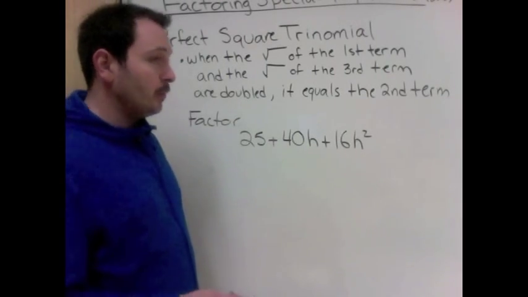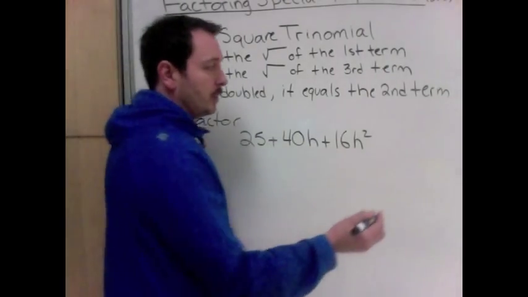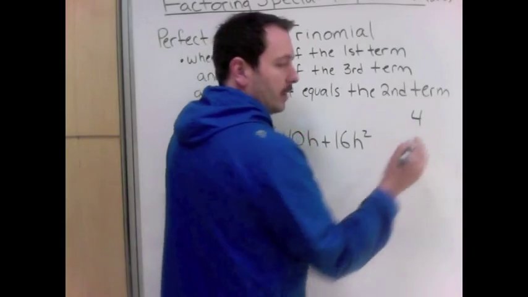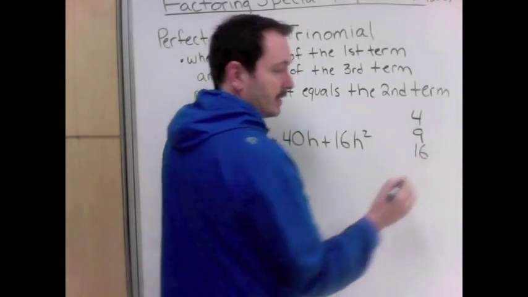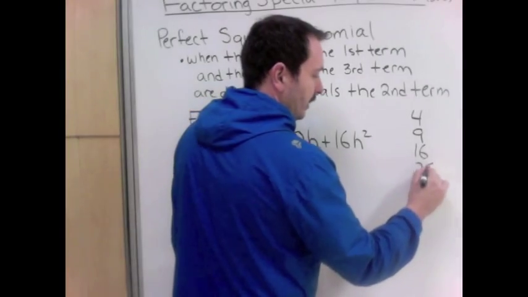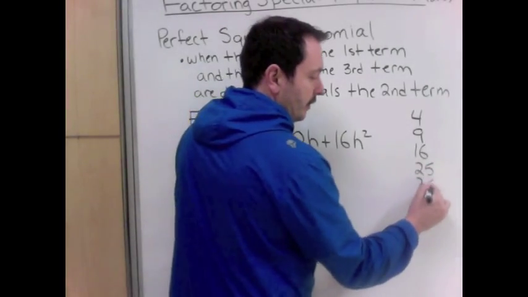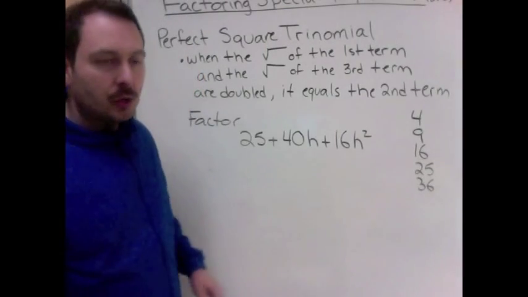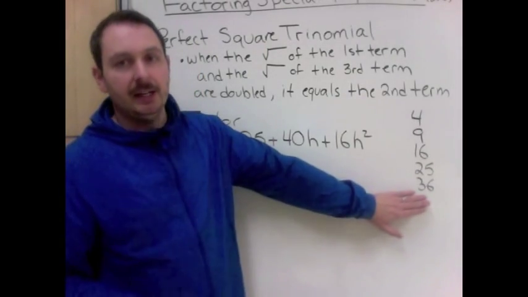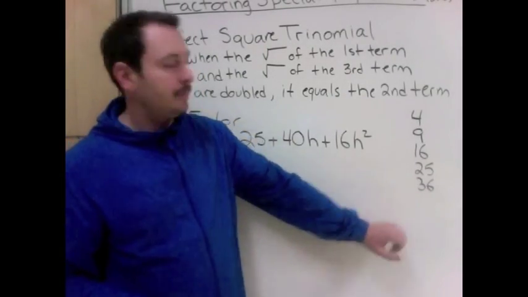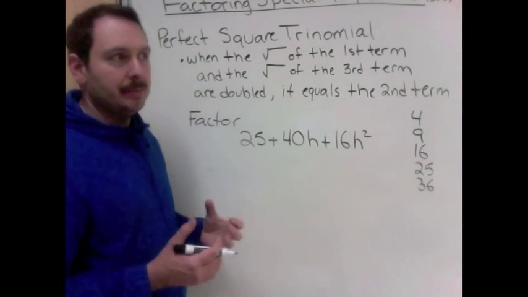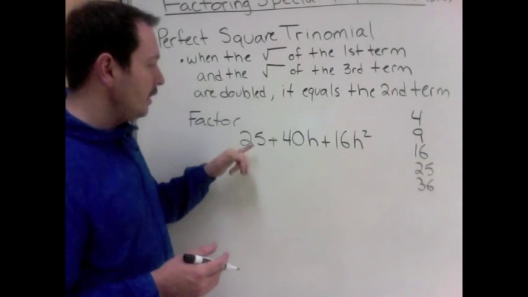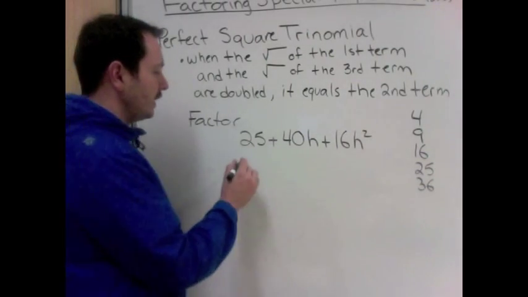A hint to look for is we're looking for perfect squares. So I'm looking for these numbers. 4 is 2 times 2. 9 is 3 times 3. 16 is 4 times 4. 25 is 5 times 5. 36 is 6 times 6. So on and so on. 7 times 7 is 49. 8 times 8 is 64. So on. So 25 and 16, it's a hint to me that this may be a perfect square trinomial because it's using perfect squares. So let's try it.